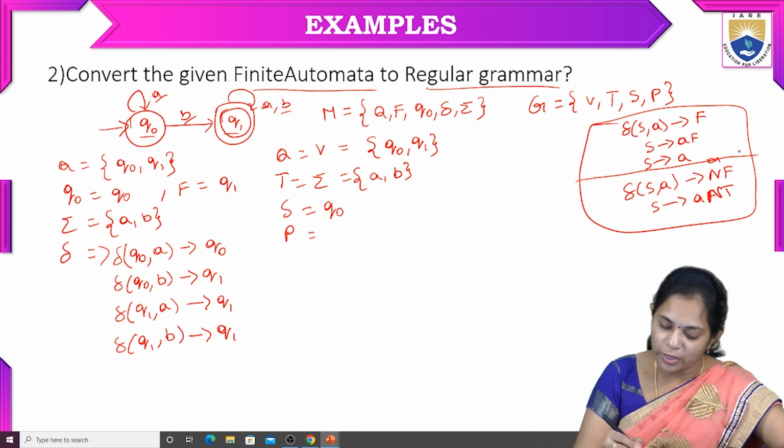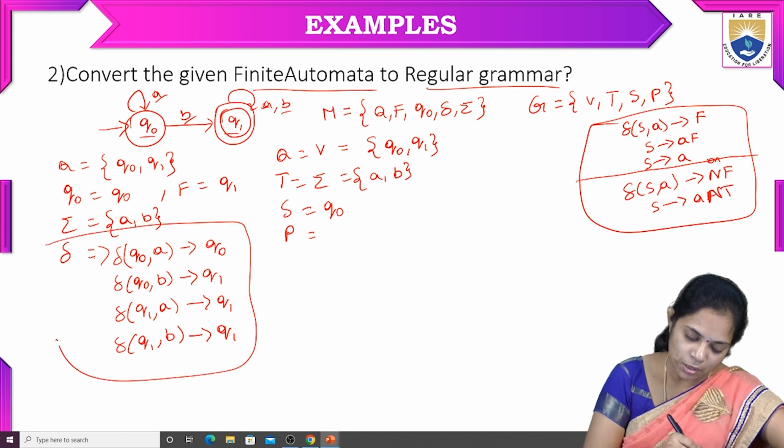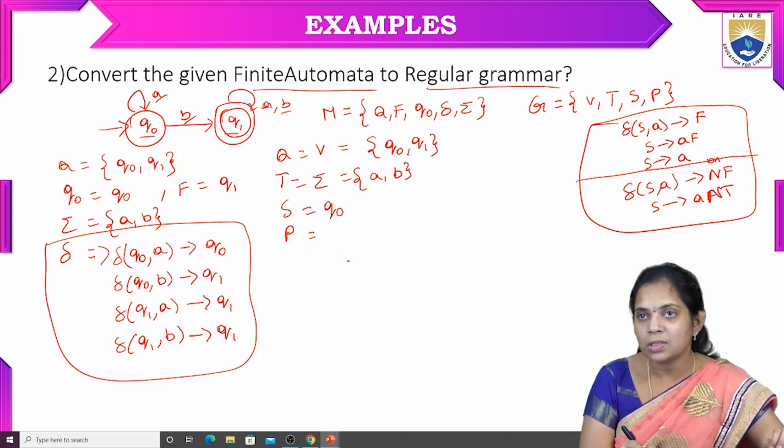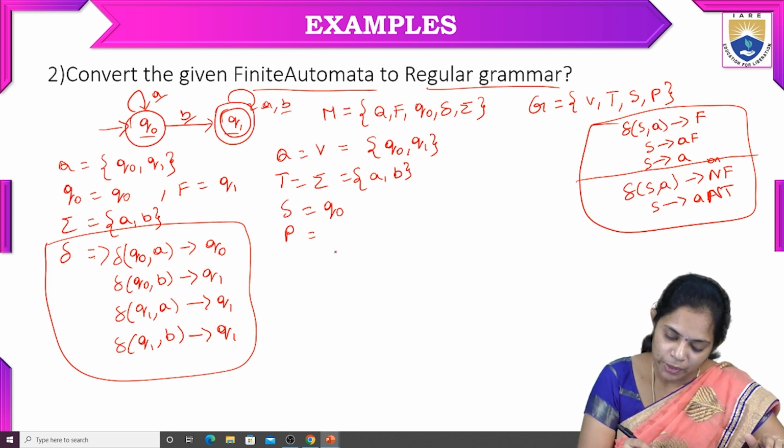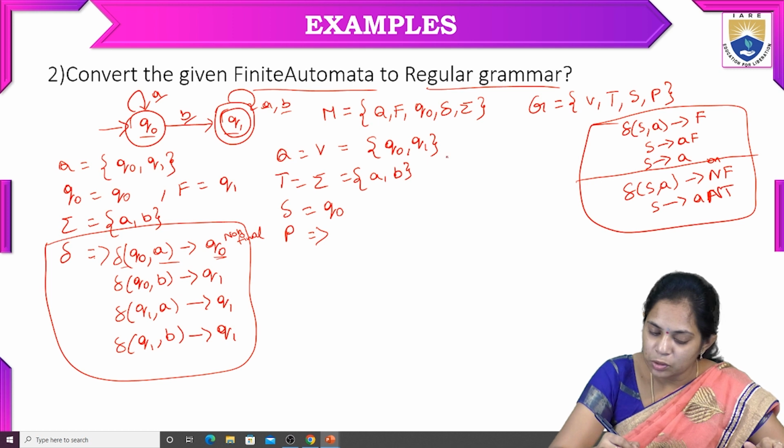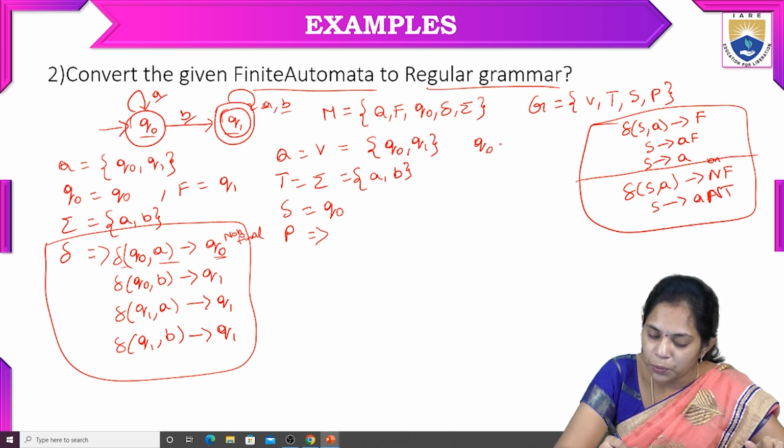And here, these are the transition functions we already have. So let us try to write the production rules for this one. The production rules for the transition of Q0 comma a: it is reaching the non-final state. So how do we write the production rules for this one? Let us assume Q0 is equal to S, because it is the start state, and Q1 is equal to A.